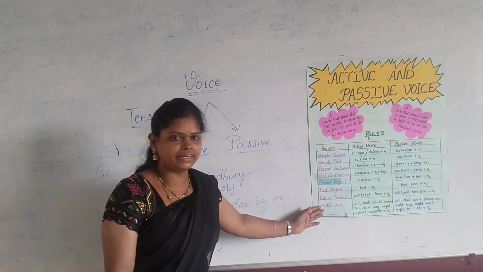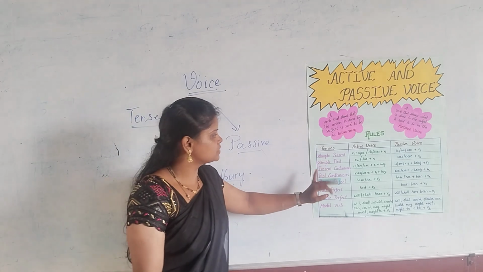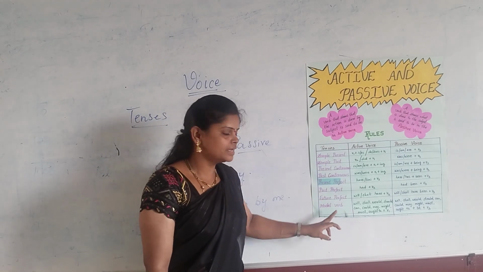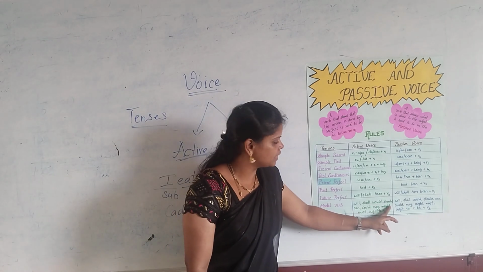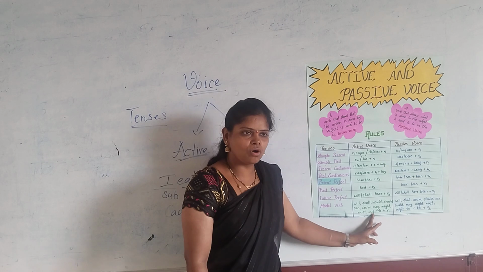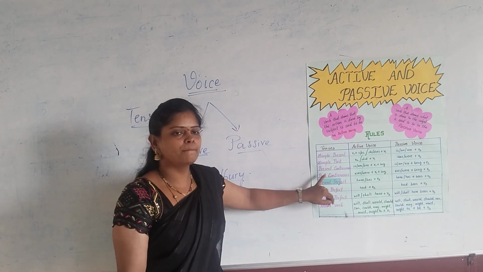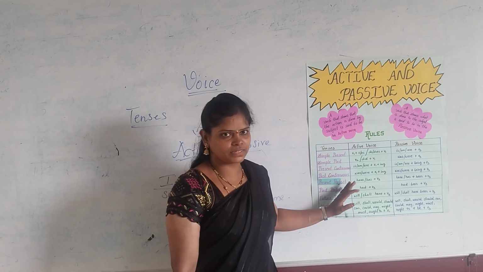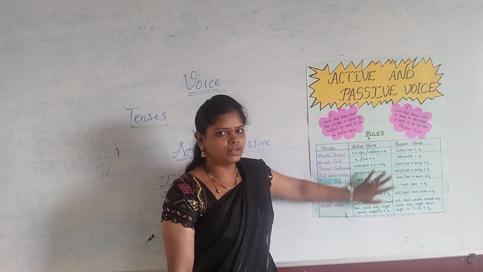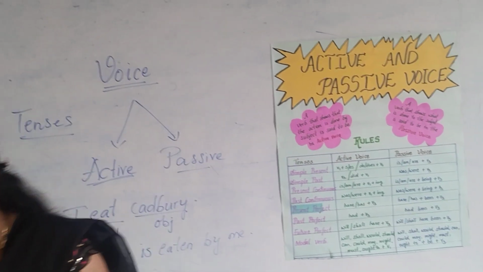Here we have the 8 tenses: simple present, simple past, and simple future. Here I wrote modal verb. Not only will or shall, the remaining ones we can also change into passive. Present continuous, past continuous, present perfect, past perfect, future perfect. We can change all these tenses. So, for changing we have some rules.